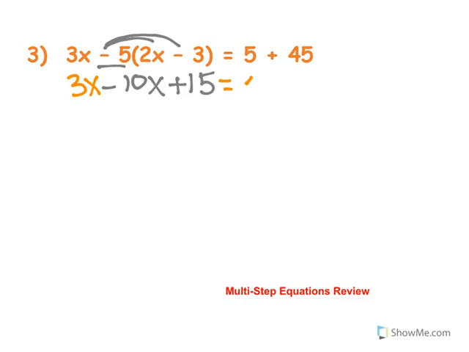And 5 plus 45 is 50. I could do that now. I could do it later. Order of operations wise, it doesn't really matter, just because everything on one side has to be done and everything on the other side has to be done. So whether I do this now or later, it's not really going to make a difference as far as the order of operations. So I see I've got like terms. I've got 3x and I've got negative 10x, which gives us negative 7x plus 15 equals 50.